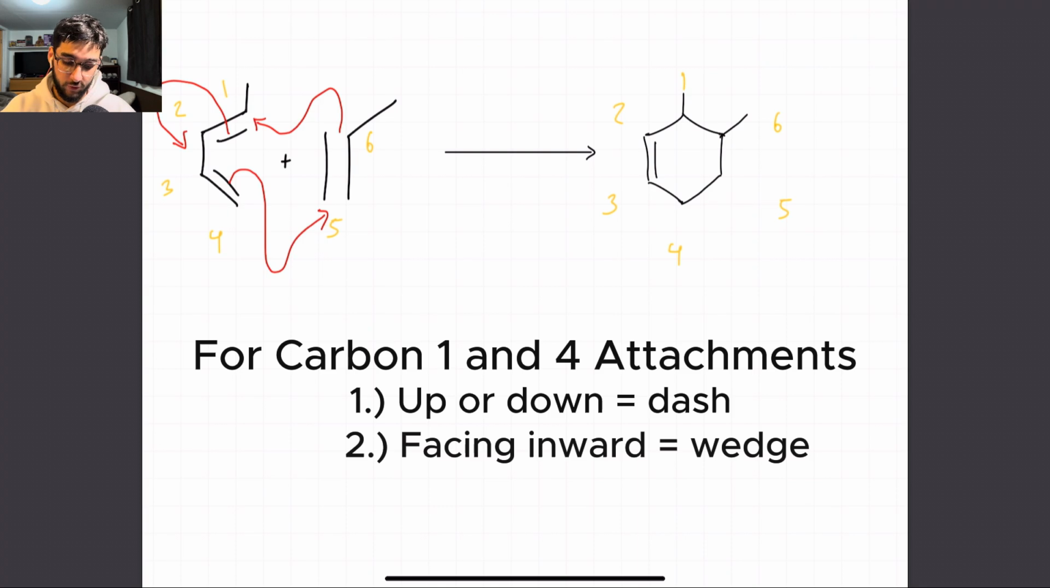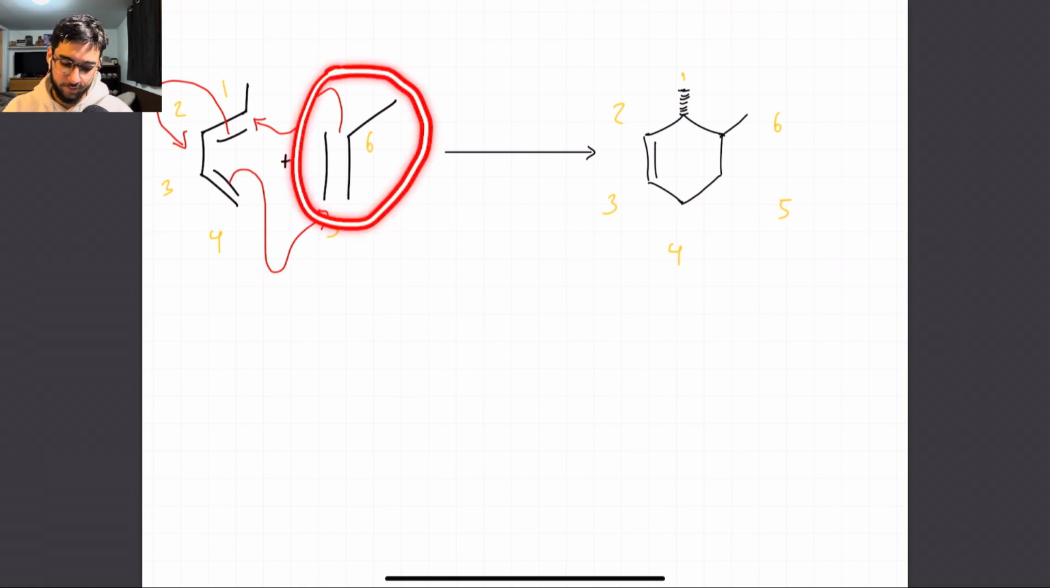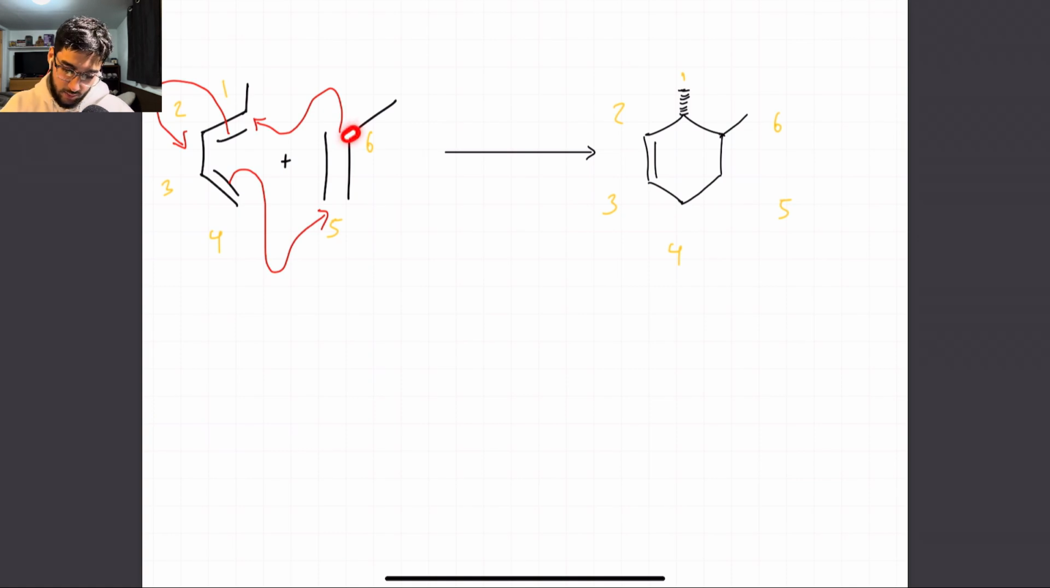This is how I like to remember it. So for this case, we're looking at carbon 1 having an attachment, and it's going up. So up or down is dash, and because this is going up, we know that it's going to be dash on the product side. So we can go in and erase this, just draw a dash. So for the dienophile, it's a little bit more tricky, but in this case, we just have a methyl. So it can be either dash or wedge.